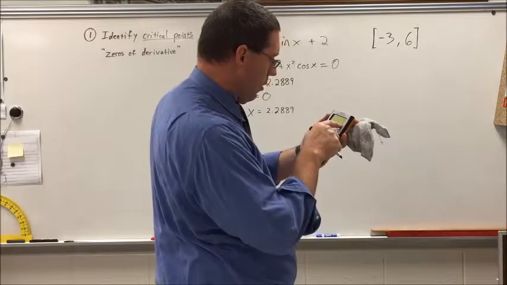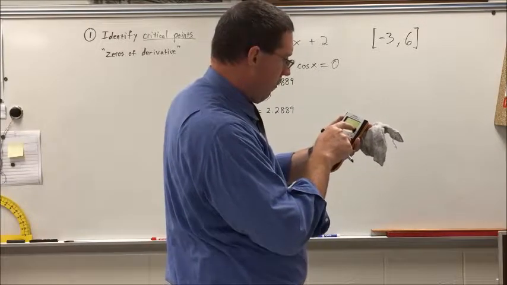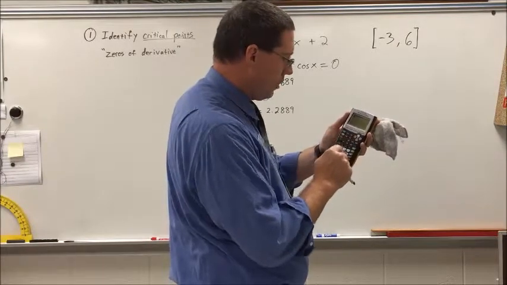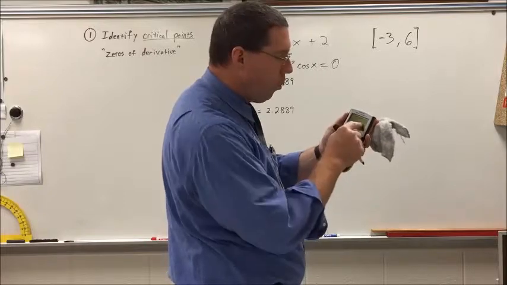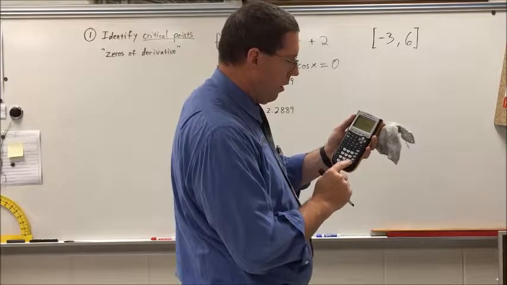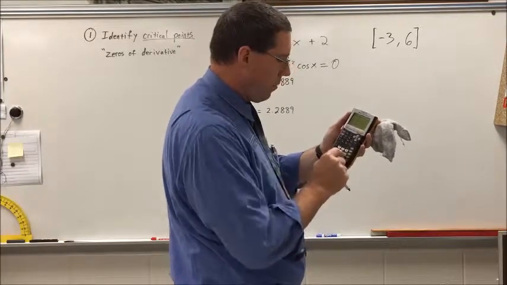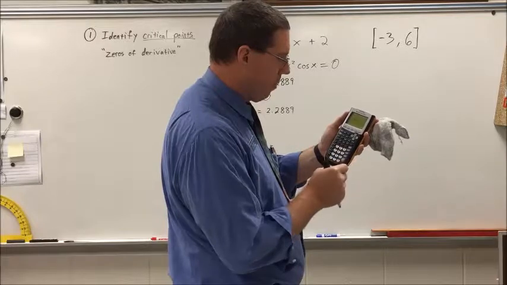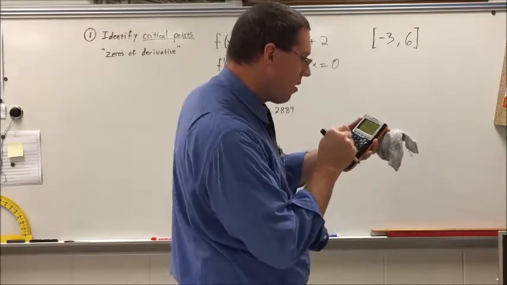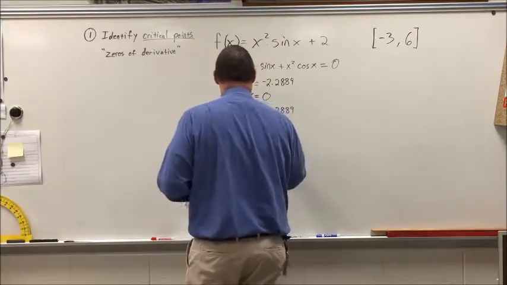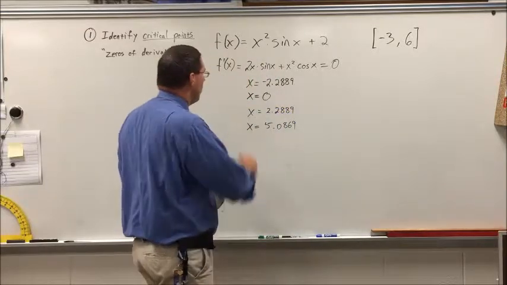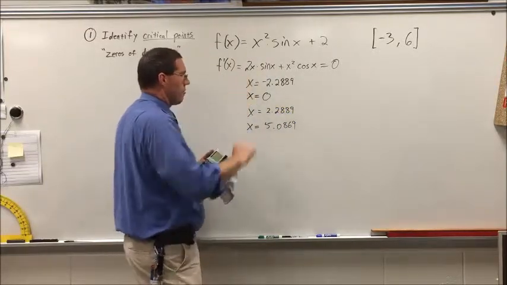And I only have one more 0 to get, and that's all the way over here. It's right around 5. So I'm going to hit second, trace, option 2, left bound. I'm going to put 4 in, because I don't know which side of 5 this is on. It might be right at 5, but I doubt it. I'm going to hit left bound 4, right bound 6, guess. I'll just press enter, and it says there's a 0 at 5.0869. So x equals 5.0869. Now the problem you work on may only have 2 zeros or 3 zeros or something like that.